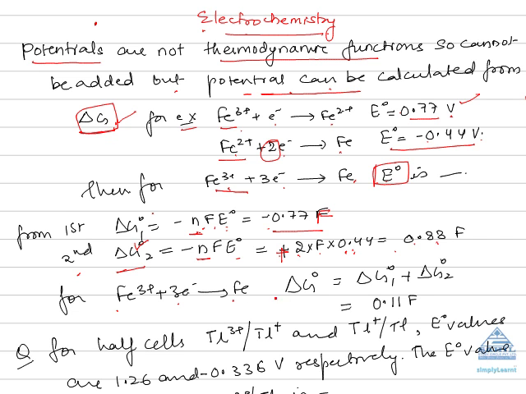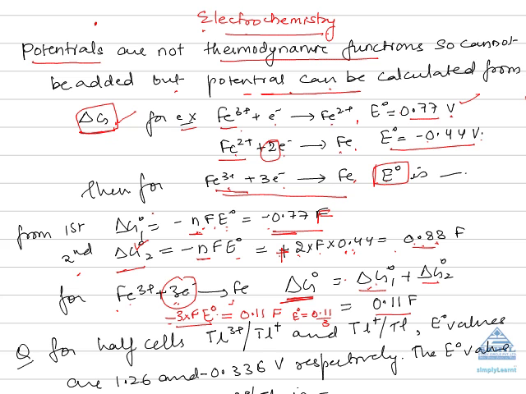Now we have to find the delta G0 value for Fe3+ gains 3 electrons to form Fe. Delta G0 for this equation is equal to delta G1 plus delta G2. Why? Because these two equations can be added to form the third equation, so we can add delta G values. It can be calculated directly: minus 0.77 plus 0.88 Faraday, that is equal to 0.11 Faraday. Now the E0 value can be calculated like minus 3 into F into E0. Why 3? Because the number of electrons gained by Fe3+ is 3, which is equal to 0.11 F. So E0 value is equal to 0.11 over 3.